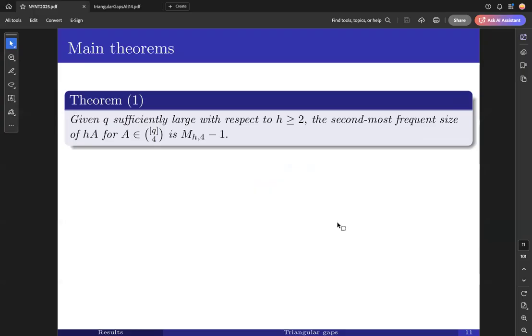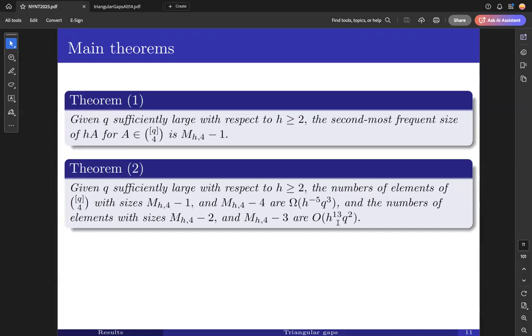And I'll make that more explicit in a moment, but just to state clearly two pieces, I have theorem 1 and theorem 2. Theorem 1 is, again, given Q sufficiently large with respect to H bigger than 2, the second most frequent size is the maximum minus 1. So the most frequent size is the maximum size, and this has been known for a long time, but we'll show that calculation. The second most frequent size is the maximum size minus 1. So I'll prove this using those previous lemmas 1 and 2.